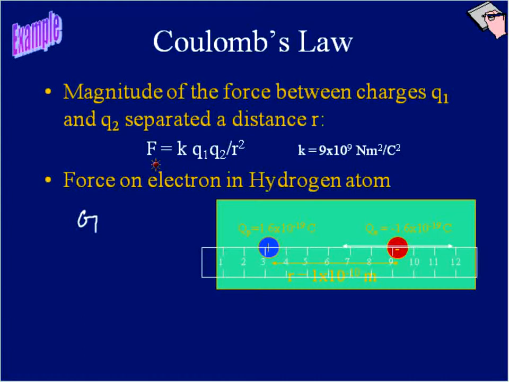Remember gravitation. The formula G m1 m2 by r square works for point masses. It works for solid masses, planets, stars. It also works for shells. Similar thing is valid here also.